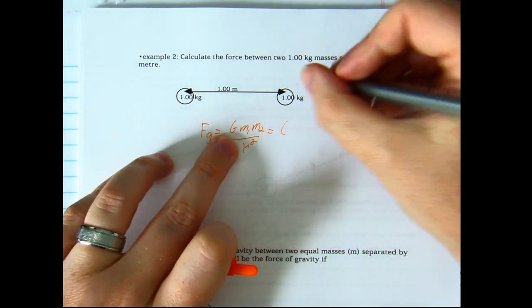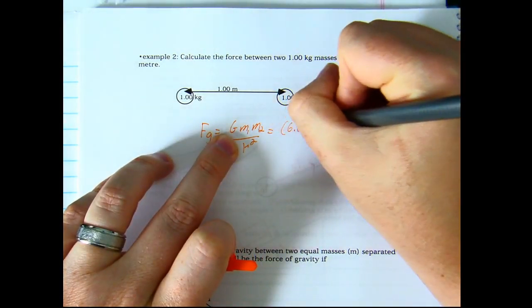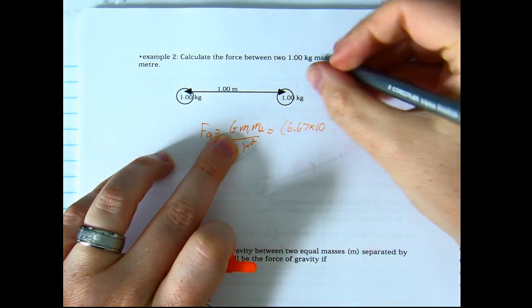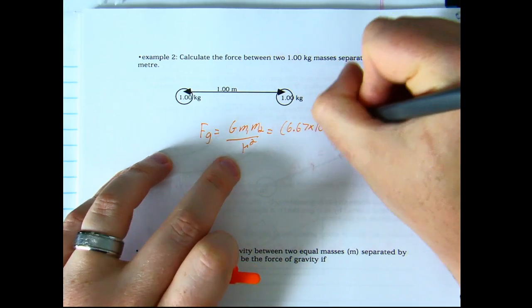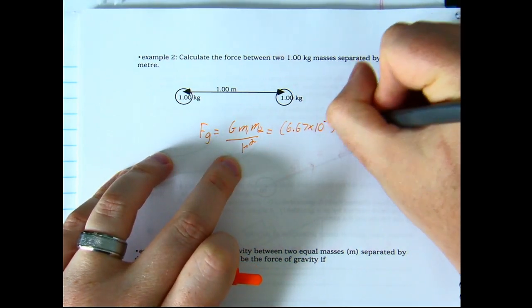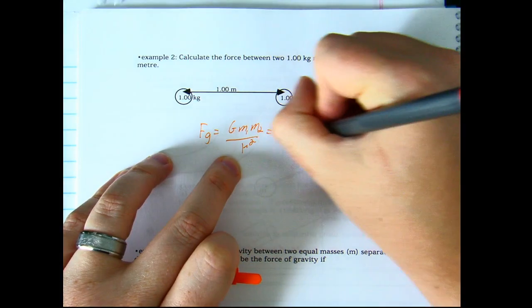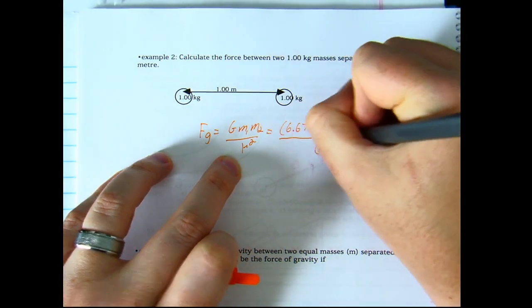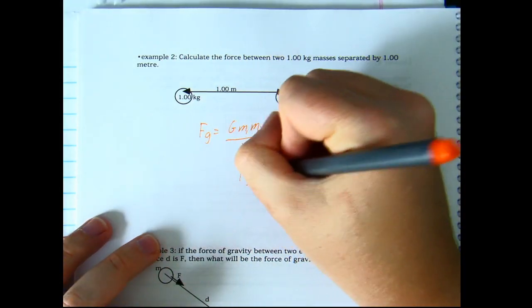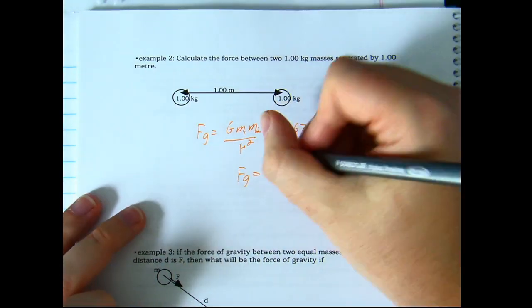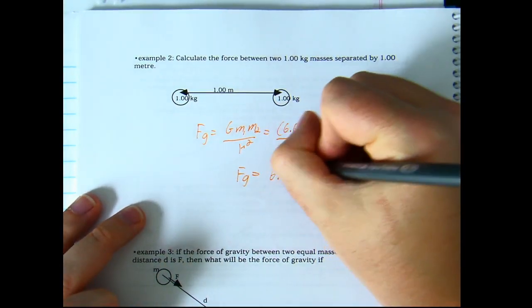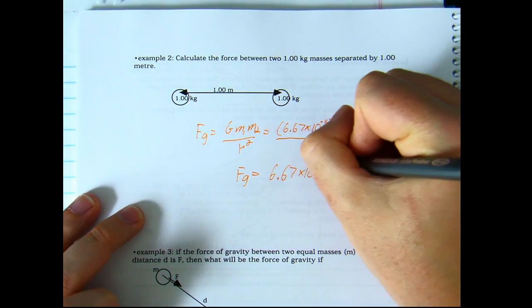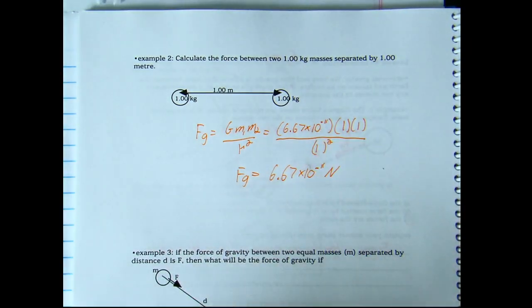G, which is experimentally verified, is 6.67 times 10 to the negative 11. 1 kilogram mass, and 1 meter between them. We find that the force of gravity between two 1 kilogram masses is this. It's very small, 6.67 times 10 to the negative 11 newtons. Almost not measurable. Well, not measurable by any of the stuff that we have at school.